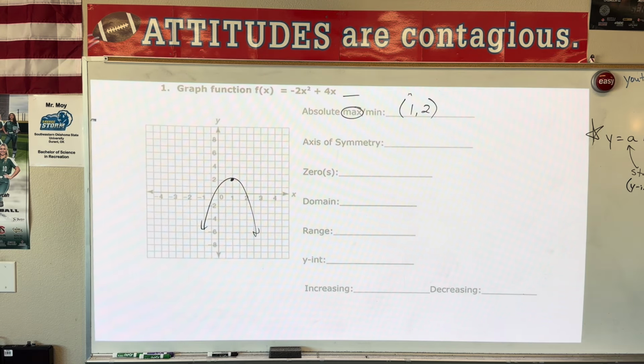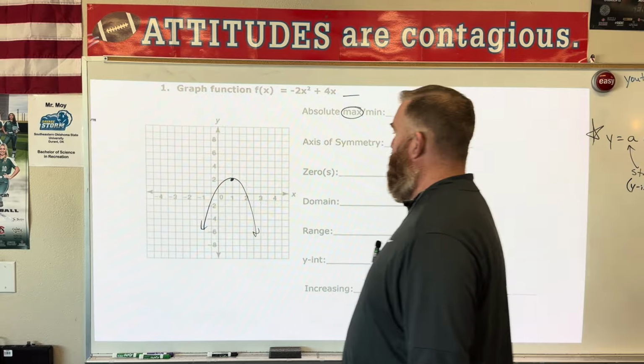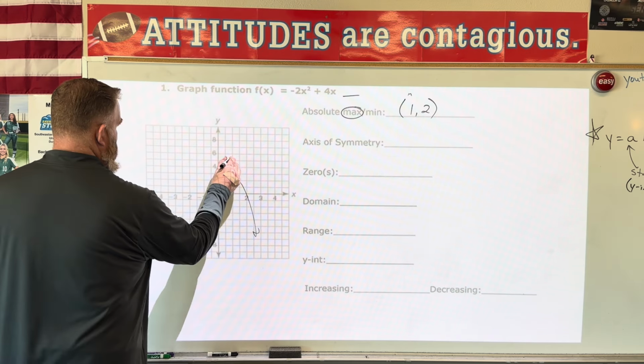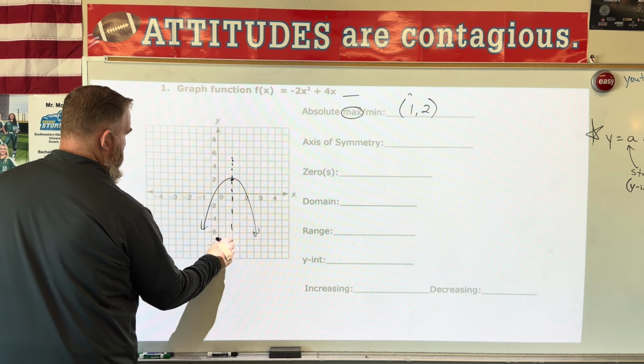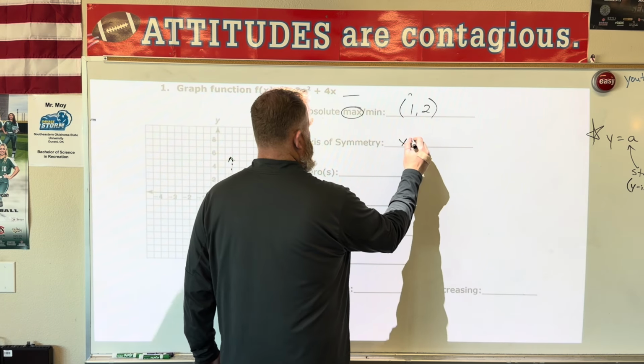Now, my axis of symmetry, it's my vertical line, yes? So if I draw a vertical line right through that, what is my x? What's the x number that it touches? X equals 1. That's easy. Pretty simple. X equals 1. Yes?